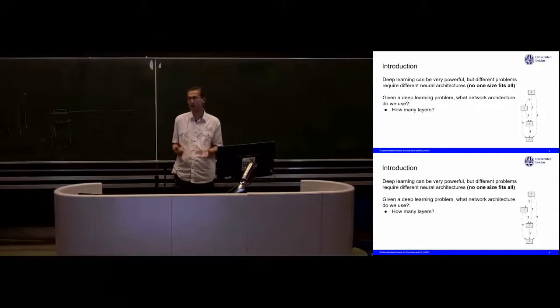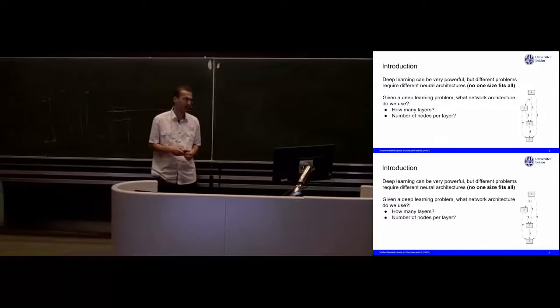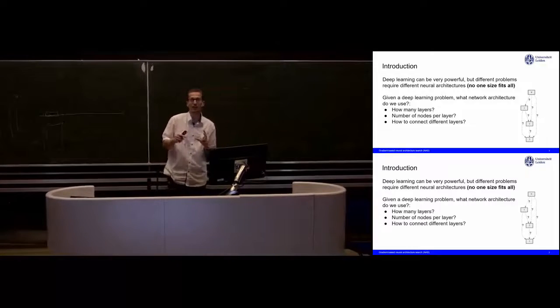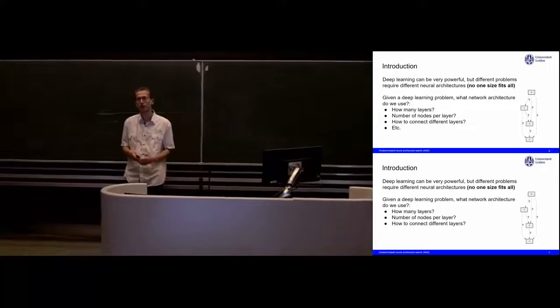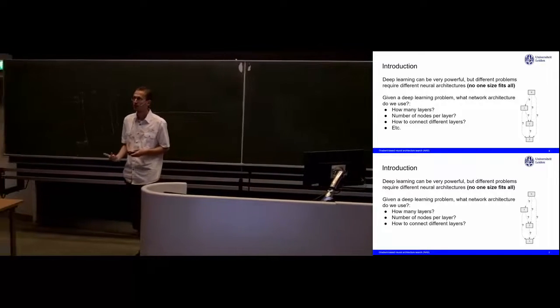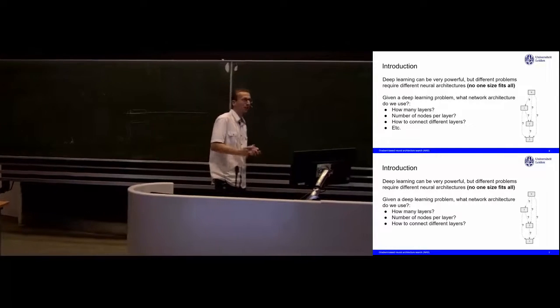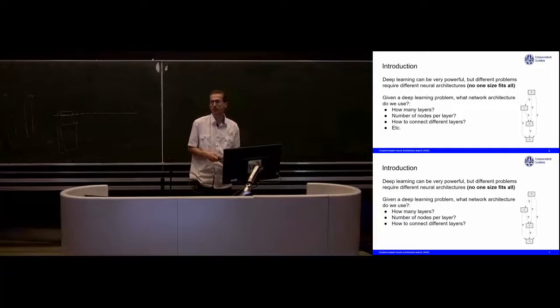And we have to answer questions like, how many layers do we want to use in the neural network? How many nodes do we want to use per layer? How do we want to connect these different layers, et cetera, et cetera. So there are tons of different questions that we have to answer in order to be able to solve a problem with deep learning. It's not a simple out-of-the-box solution that you can apply to every problem, and it does require quite some engineering in terms of the architecture.